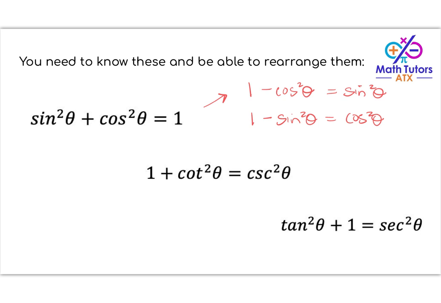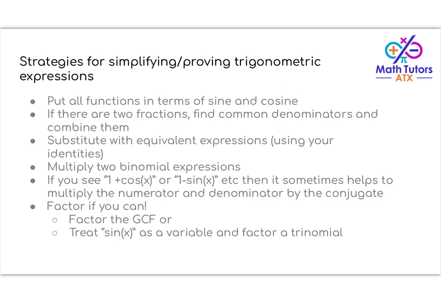So some of the strategies for simplifying or proving these trigonometric expressions is we want to put everything in terms of sine and cosine. And let me just state too that these are different strategies. You're not always going to use all the strategies. You're not maybe going to even use the first one where everything goes in sine and cosine. It's a place to start until you figure out which strategy is best for that problem. You know, if there are 2 fractions, you can find a common denominator and combine them. Lots of times you'll substitute with the equivalent expressions, kind of like what we did where cosine squared is 1 minus sine squared, right?